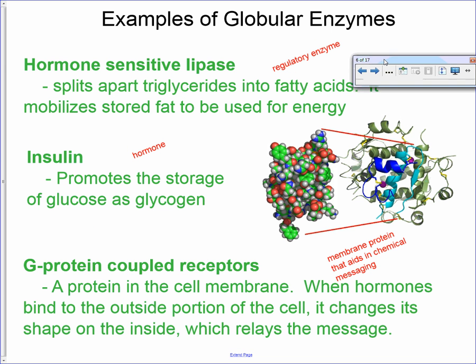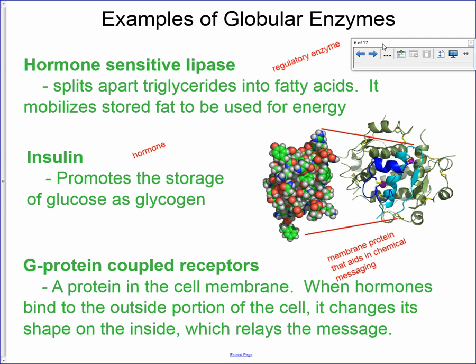Some examples of globular enzymes, just to give you an idea of how complex and what kind of hidden stuff goes on. There's one called hormone-sensitive lipase, and this is basically a regulatory enzyme that splits apart triglycerides. Triglycerides are how you store your fat. So extra energy is stored as fat, and when you need to call upon that energy, if you're running a long distance race or doing something very physically demanding, this enzyme will kick into gear, and it will start making that fat more readily available to be converted into ATP.